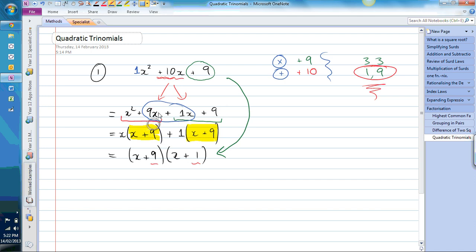So that's how we factorize a quadratic trinomial. In the next video, I'm going to look at a slightly more difficult example.